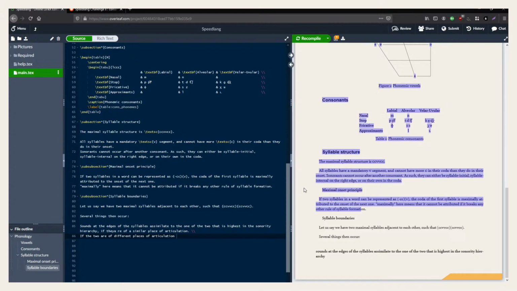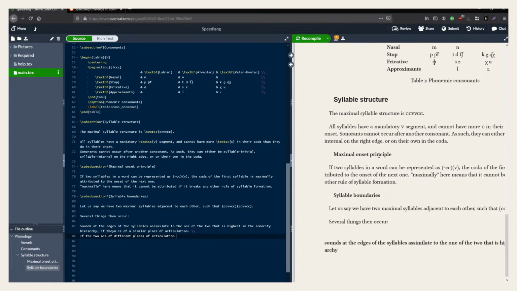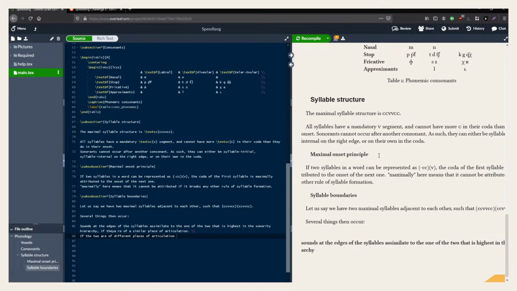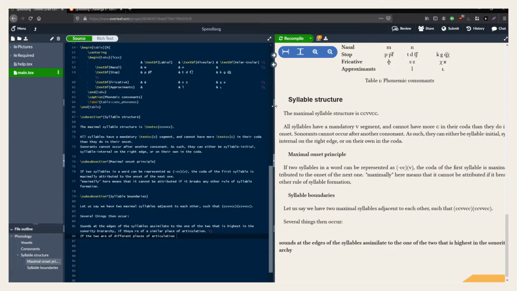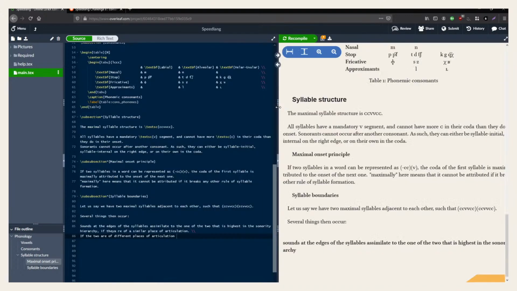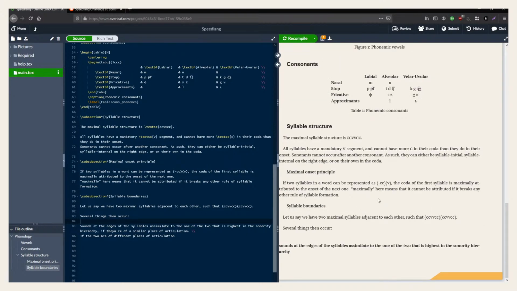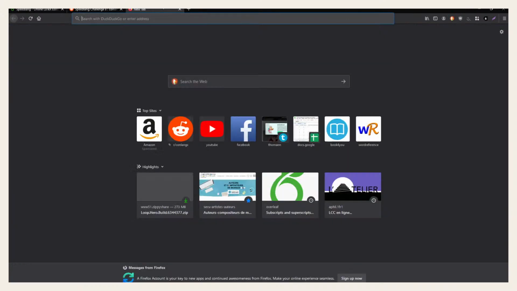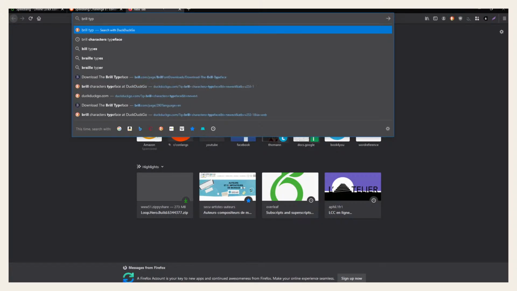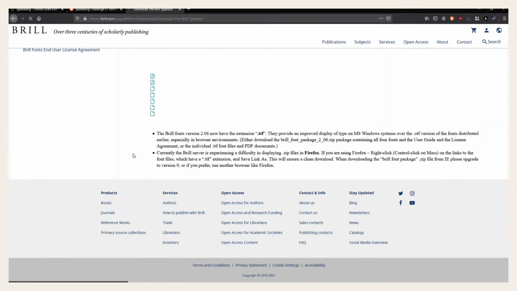which font is a serif? That's Brill. That should be good. Yeah, that's just the Brill.